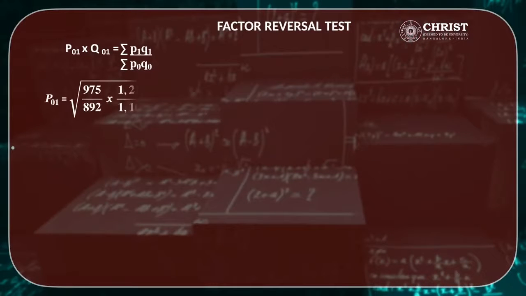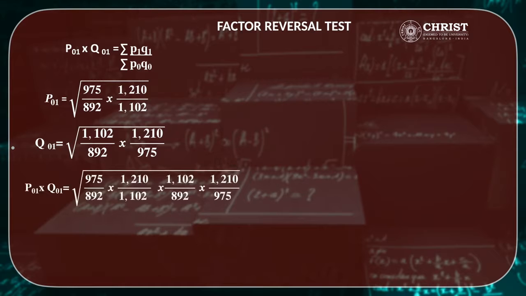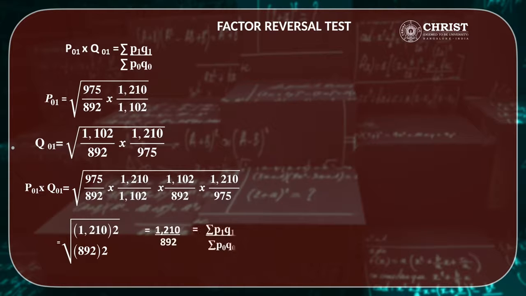Now we will prove that P01 is square root of 975 divided by 892 into 1210 divided by 1102. Q01 is square root of 1102 divided by 892 into 1210 divided by 975. So when you take that square root of 1210 square divided by 892 square, that is what you are getting. So when you are taking the square root out, you are getting 1210 divided by 892.